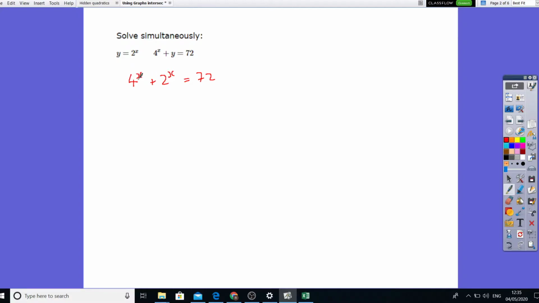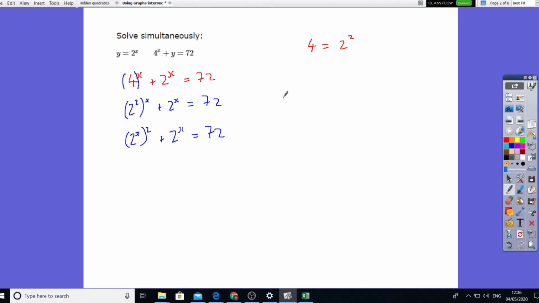Now straight away I can see what I'll call a hidden quadratic, because I know how 4 and 2 are connected. I know 4 is the same as 2 squared. So I'm going to replace the 4 by 2 squared, so that's 2 squared to the power x, plus 2^x equals 72. Now I'm going to switch those around because there's going to be times in, so it doesn't matter whether I write 2 times x or x times 2. So that's going to be (2^x) squared, plus 2^x equals 72.